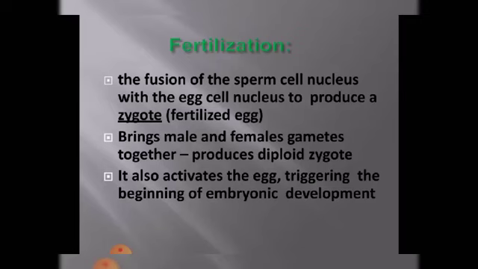So these are the steps that take place in fertilization. And the definition goes like this. It is a series of events in which two cells whose nuclei have undergone meiotic division unite to form a single cell, which is called a zygote.